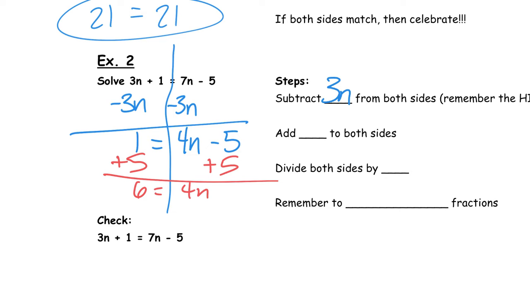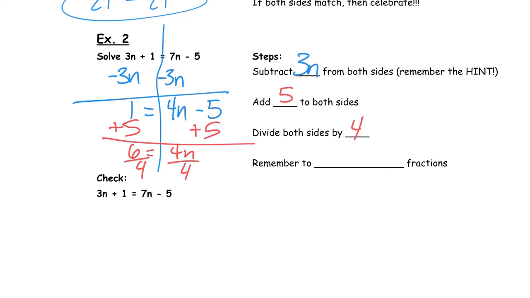Bring down the 4n. And sorry, what we did over here, we added 5 to both sides, and now we're going to divide both sides by 4. Yes, we can get fractions. It's okay. Make sure we can simplify them.